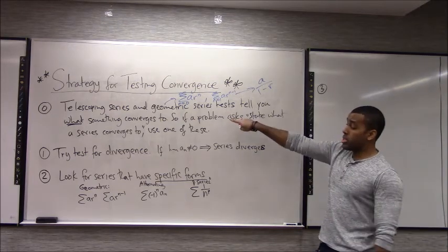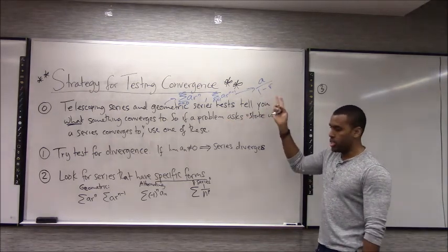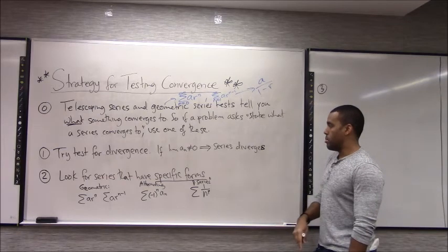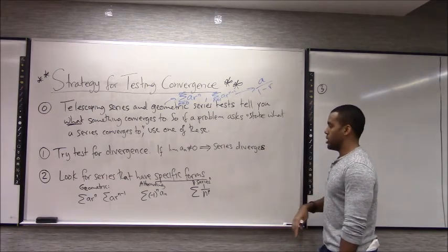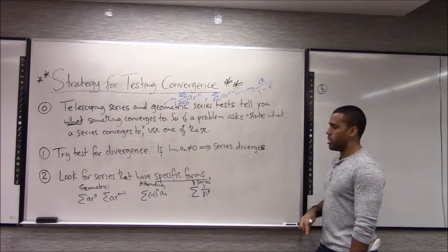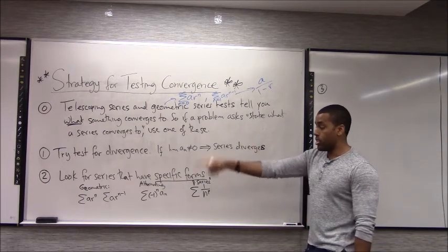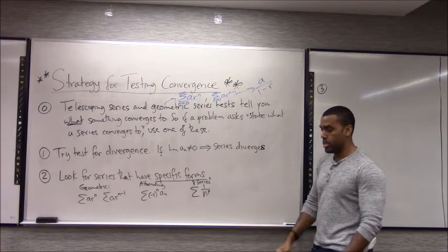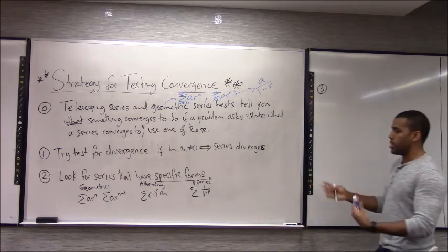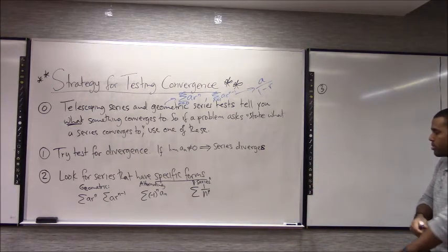So if I ask you what something converges to specifically, it's going to be geometric or telescoping, one of the two. Assuming that I didn't ask you a question like that, test for divergence is the first thing you're going to think about. The next thing you're going to do, look for guys that look a specific way. These are the geometric, the alternating, and the p-series. Those guys, you'll be able to spot them right off the bat. They'll just look different from everyone else.